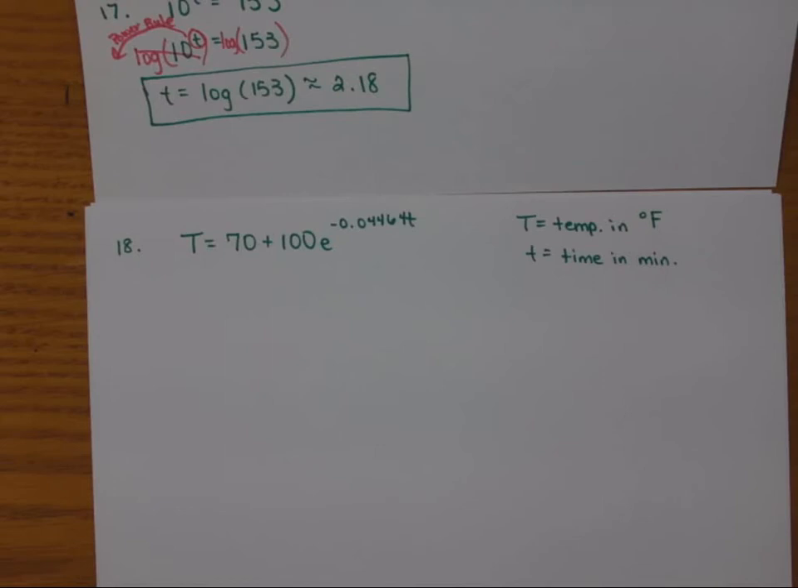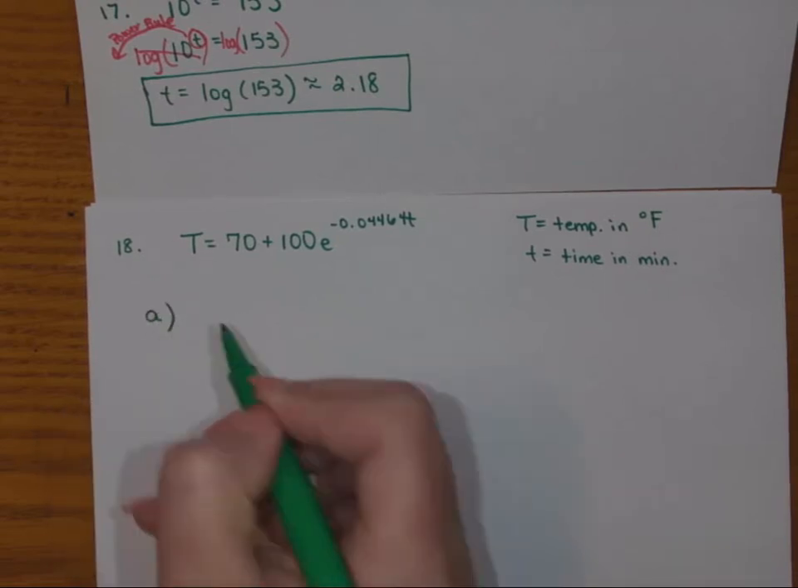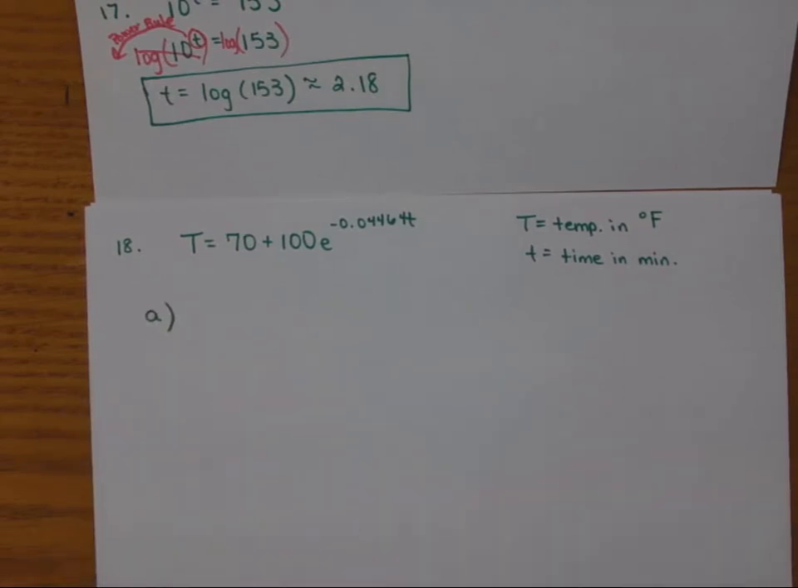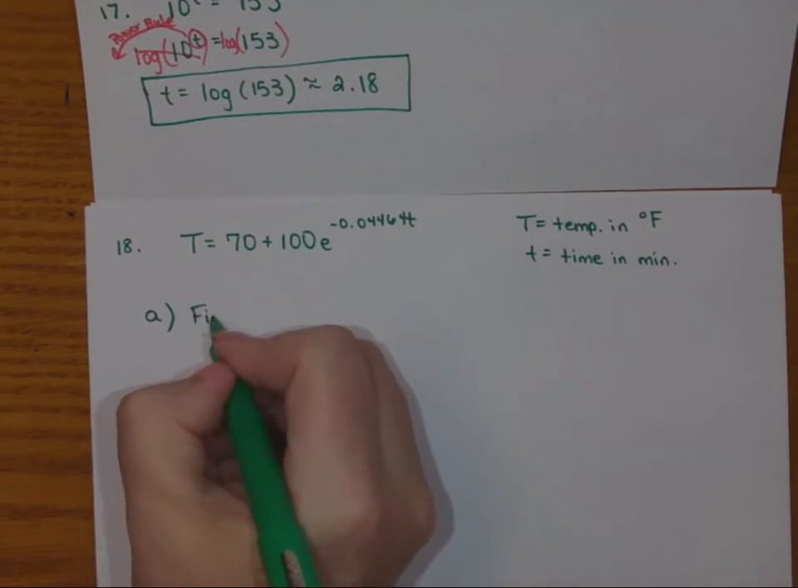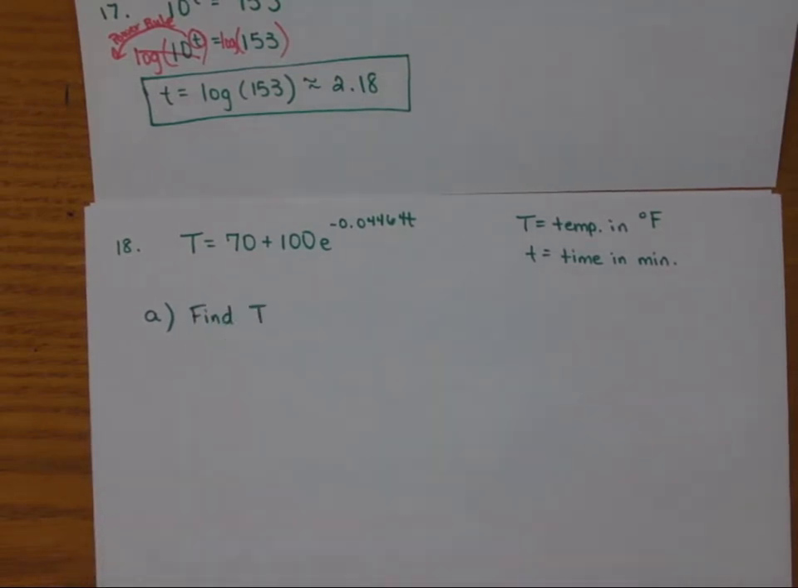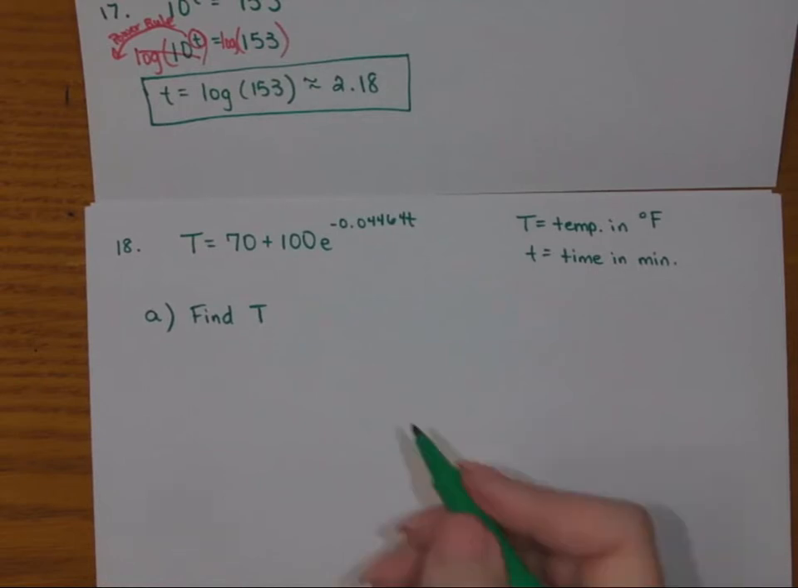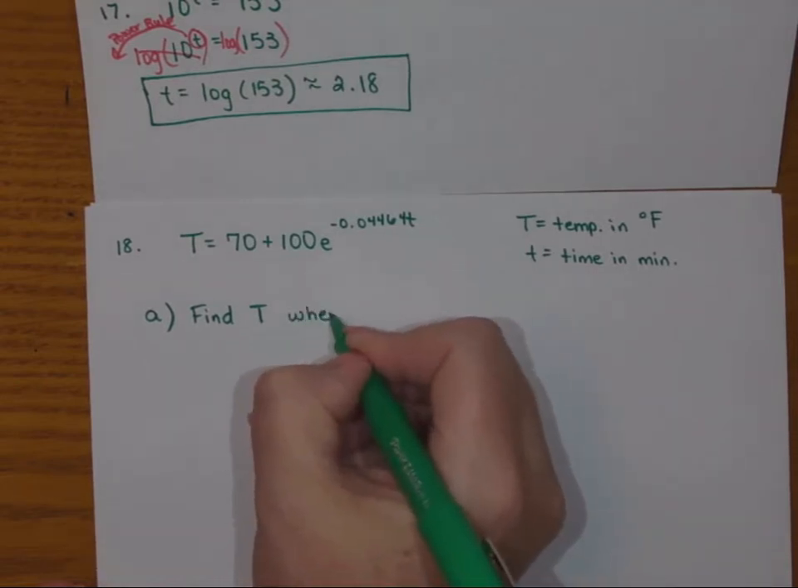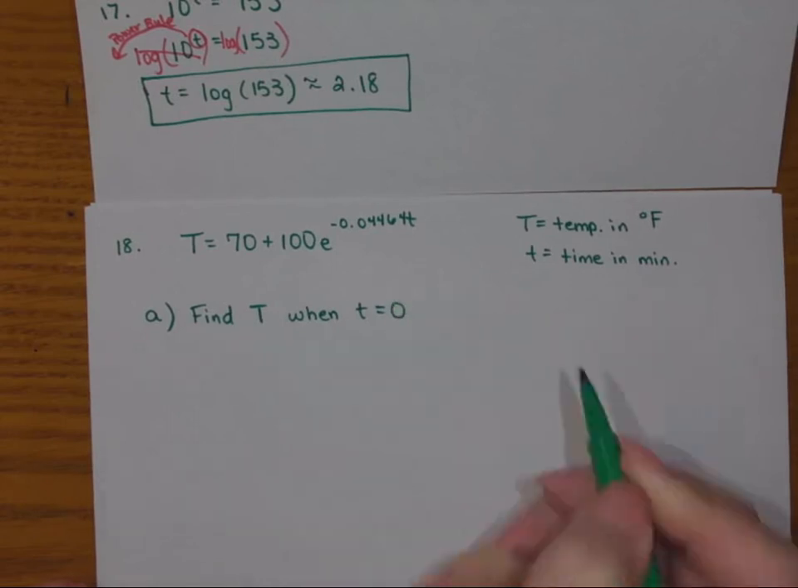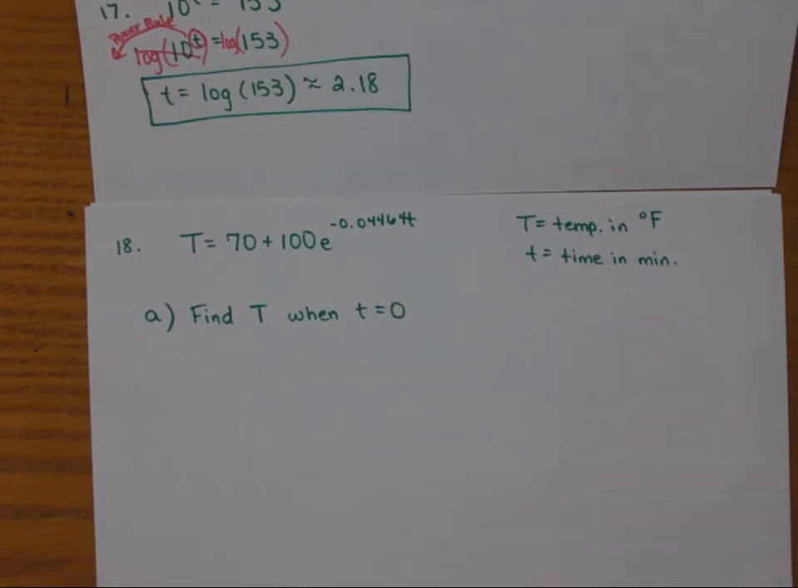Okay. So the first question says, what was the temperature of the coffee? So let's stop right there. I'm trying to find T, right? Capital T, I should say. When the coffee was poured, right? So when it's poured, no time has passed. So it's asking what the coffee would be right off the bat, right?